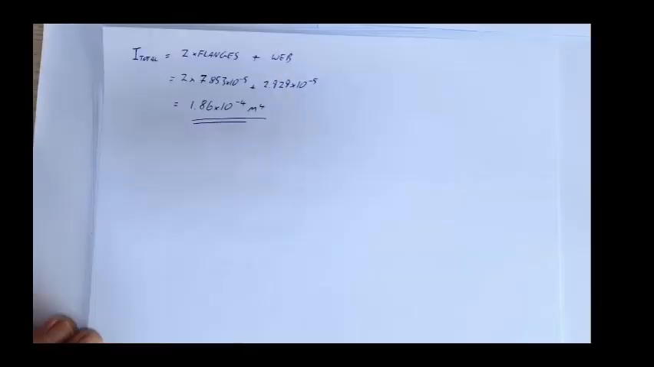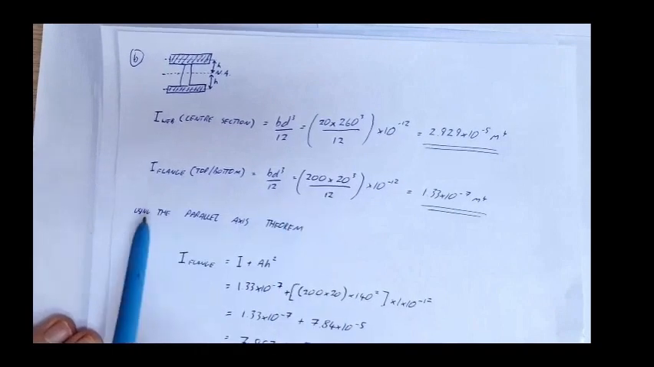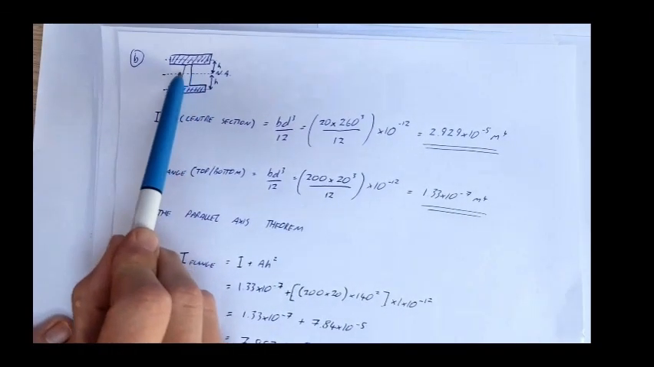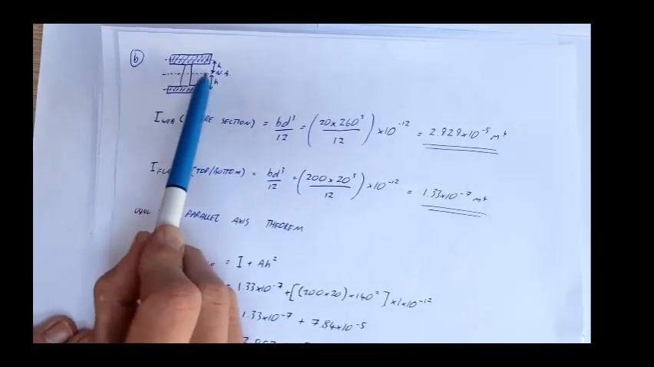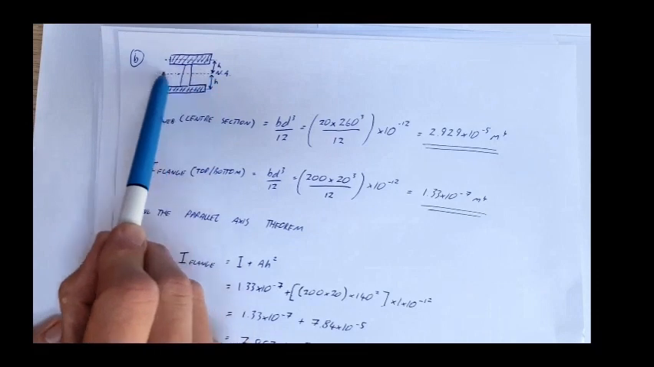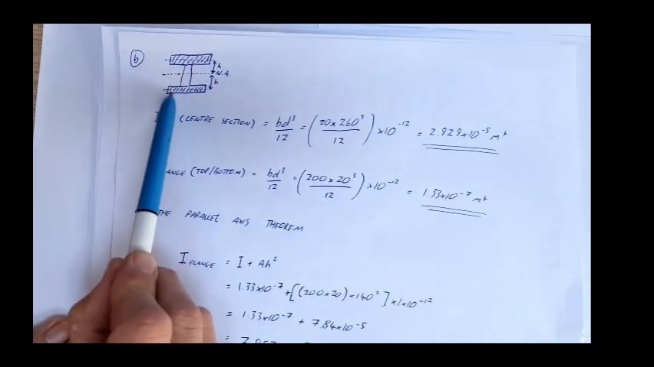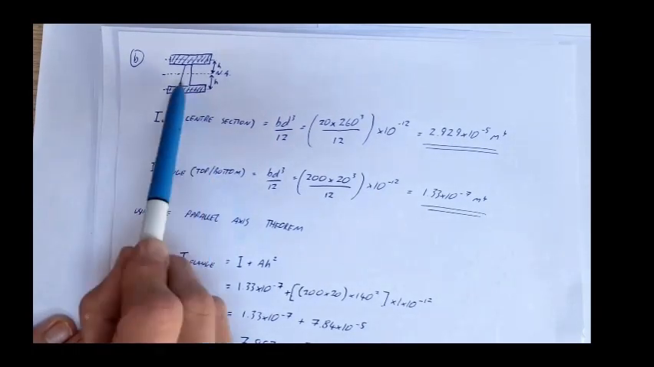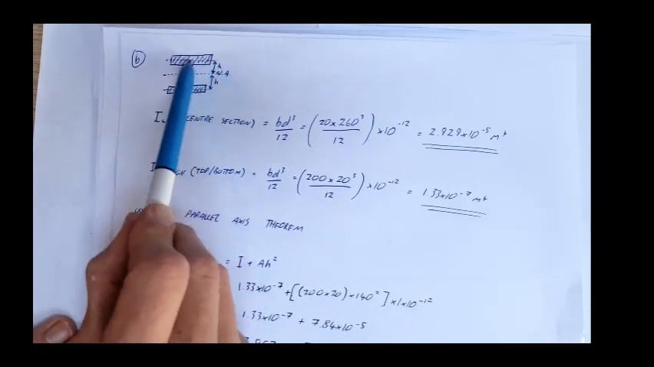In part B, we calculated the second moment of area using the parallel axis theorem by considering that we've got one web in the middle, and the neutral axis of that web coincides with the global neutral axis. And then we've got two flanges, and we've calculated the second moment of area of the flanges locally around this axis.